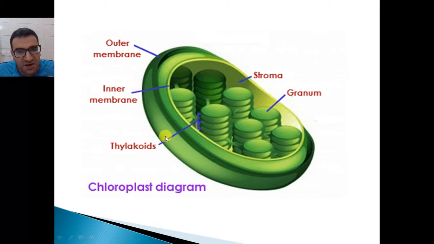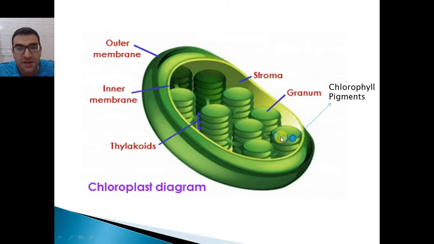Those structures like coins are called the thylakoids. Every one coin structure is called a thylakoid. Okay? And a group of thylakoids forms a granum. So here we have several grana. And the granum is the group of thylakoids stacked on top of each other. Now, those thylakoids contain the chlorophyll pigments, okay? So those chlorophyll pigments are on the surface, on the membrane of those thylakoids. And it's those chlorophyll pigments that capture the sunlight in order to produce the glucose by photosynthesis.